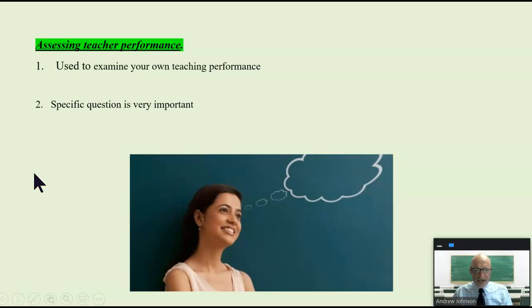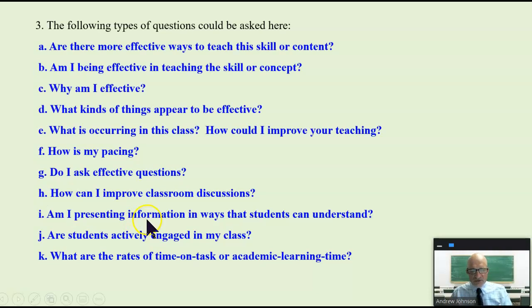You can also use action research to assess teaching performance, your own teaching performance. And again, it's important to ask a specific question. First, these are the types of questions you might think about asking. Am I being effective in teaching a skill? Why am I effective? What kinds of things appear to be effective? What's occurring here? How's my pacing? Do I ask effective questions? Can I improve classroom discussion? These are all the types of questions you might ask to begin to look at and evaluate your own teaching performance.